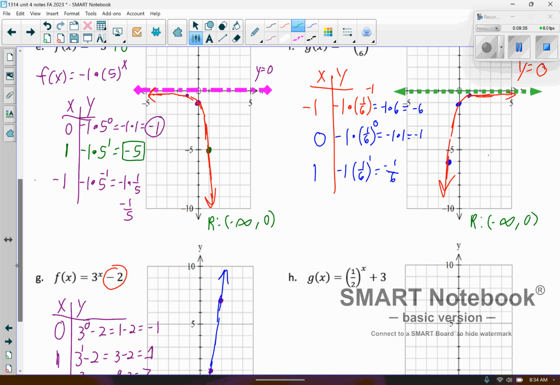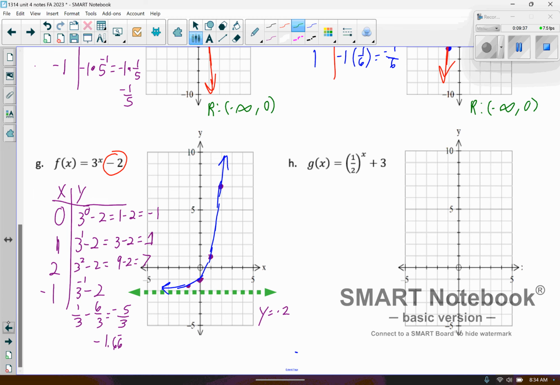Now looking at G though, this one got a little bit more interesting because we had a shift with my horizontal asymptote. So my range on this one is actually going to be from -2 up to positive infinity. My range, from -2 to positive infinity.